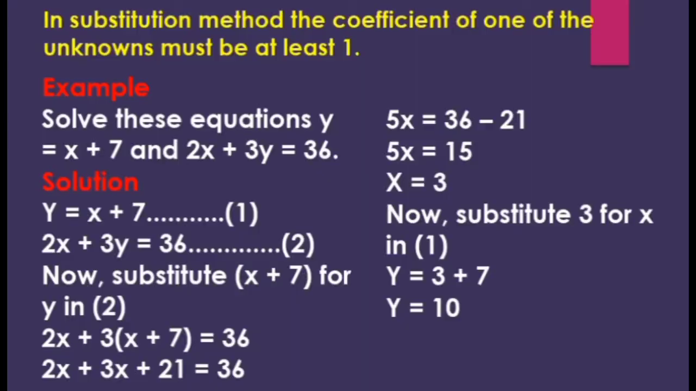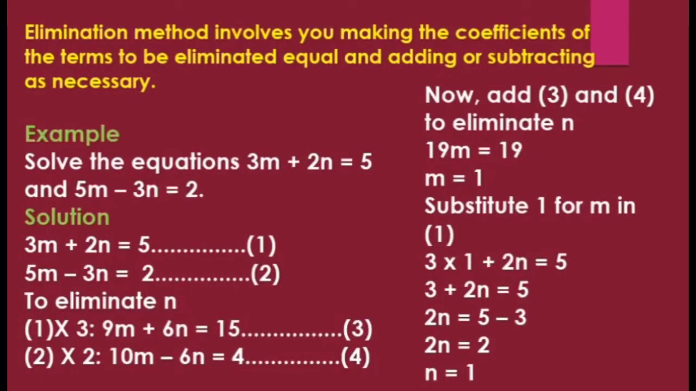Now, in the elimination method, all you need to do is to look for that particular letter you want to eliminate and ensure that the coefficients are the same in both equations. So if the coefficients are not the same, you try as much as possible to make the coefficients the same. And how do you do that? You multiply the two equations interchangeably using the coefficient of that particular letter you want to eliminate. Now, let's quickly look at the example we have here.